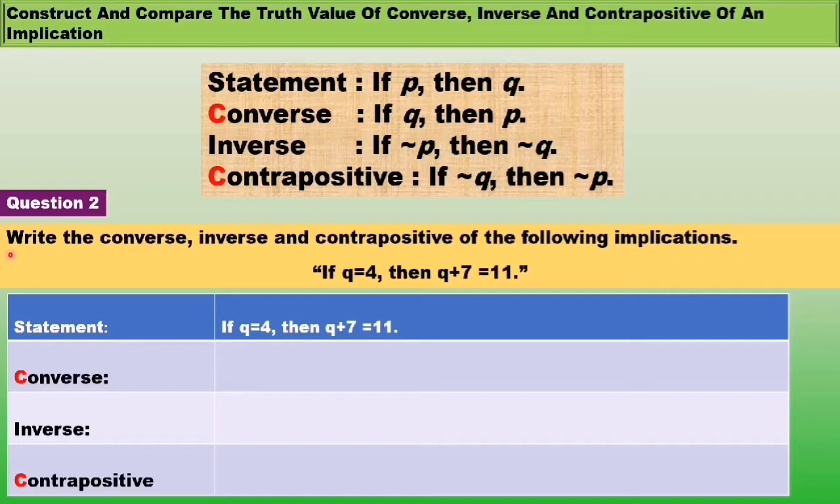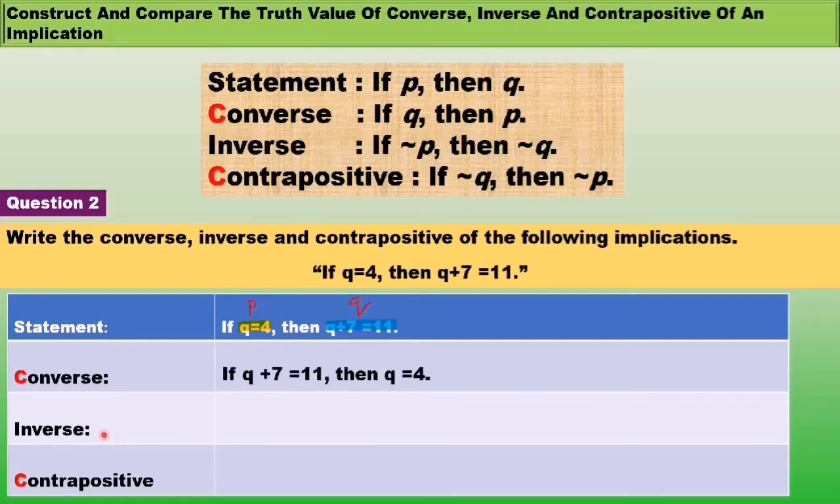Now we try another question. Write the converse, inverse, and contrapositive of the following implication. If Q equals 4, then Q plus 7 equals 11. Q equals 4 is P. Q plus 7 equals 11 is Q. Now, what is the converse of this statement? If Q plus 7 equals 11, then Q equals 4.